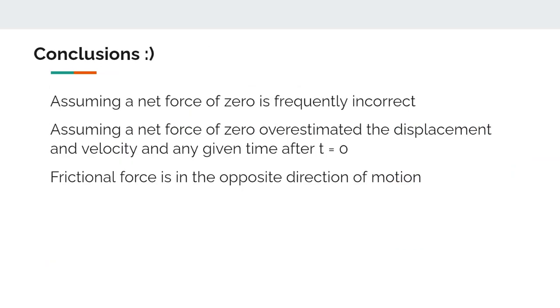So some conclusions that I thought were important was that assuming a net force of zero is frequently incorrect. That is just a pipe dream. And then also, in this case, assuming that net force of zero overestimated the displacement because of that possible friction. And then I also noted that frictional force, or whatever force it really was, that was accounting for that net non-zero force, goes in the opposite direction of motion.